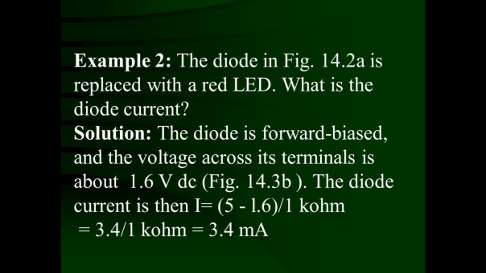Now, we will see an example related to this. The diode in figure 14.2a is replaced with a red LED. What will the diode current be? The diode is forward biased and the voltage across its terminal is about 1.6 volt DC. The diode current I is equal to, because VCC was 5 volt, 5 minus 1.6, that is 3.4 upon 1 kilo ohm resistance, which comes out to be 3.4 milliamperes of current flowing.